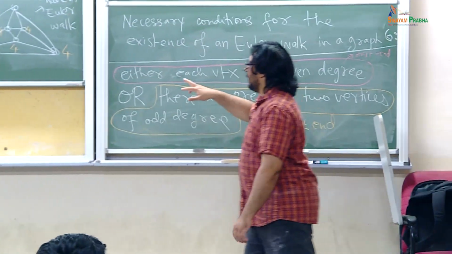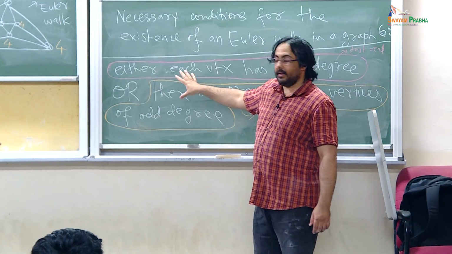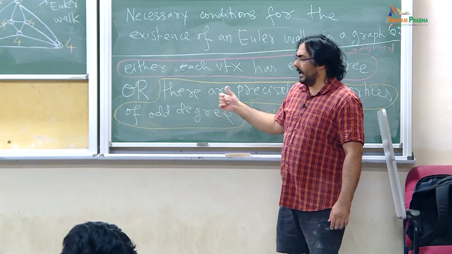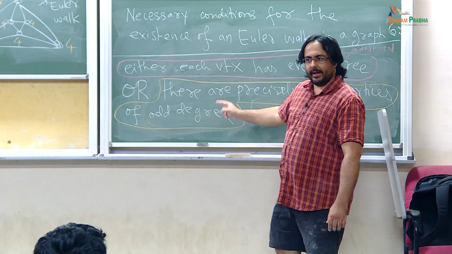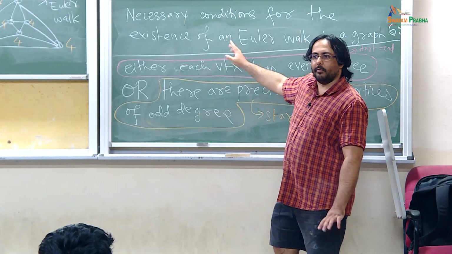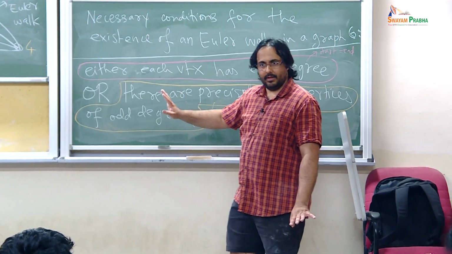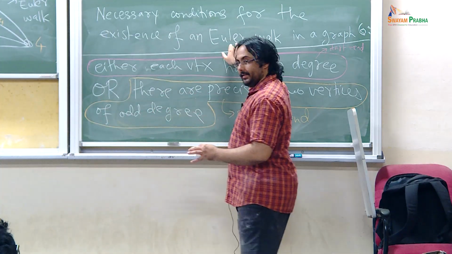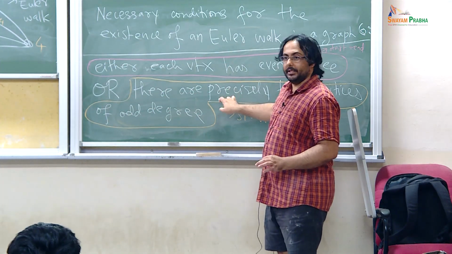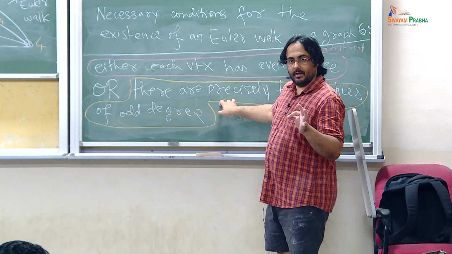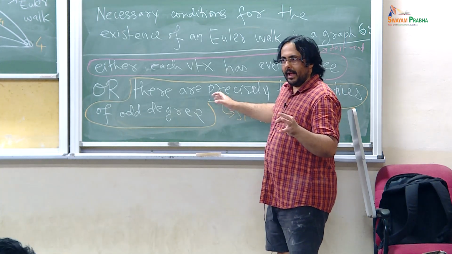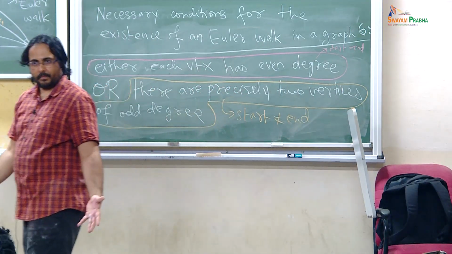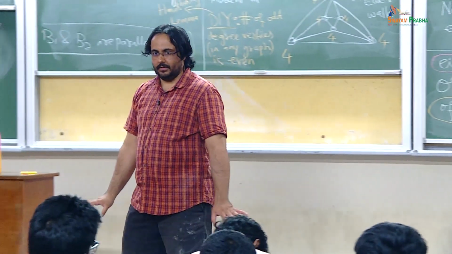Okay, so coming back to this point, what we have so far is just necessary conditions. This is not actually saying that whenever these conditions hold, there is an Euler walk in the graph. Do you all agree? We haven't proved anything. We have just observed that for an Euler walk to exist, one of these conditions must hold. We haven't said that if these conditions hold, then there is an Euler walk. Do you see the distinction?